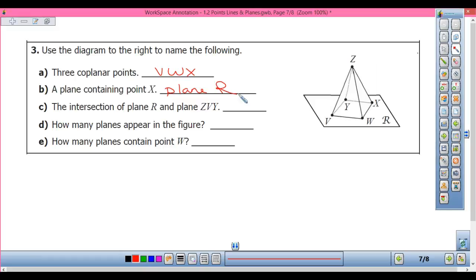Right, so now we have plane R, and we have plane ZVY. So plane ZVY is going to be this side of my pyramid, right? Where does that side of my pyramid intersect with plane R? Yeah, line VY, you bet. Good job. Everyone see that?